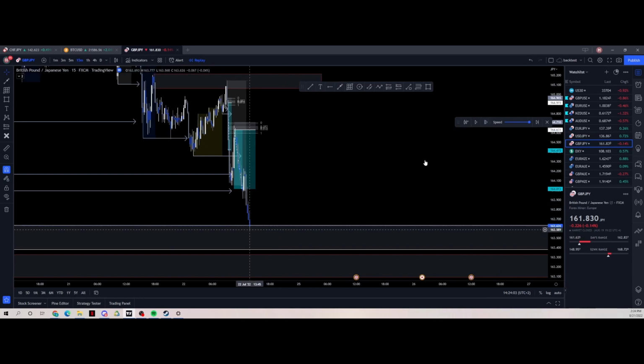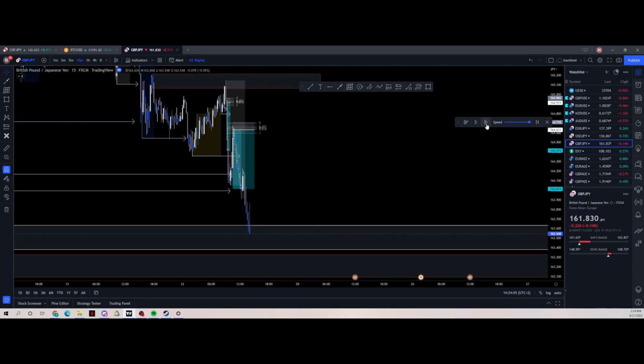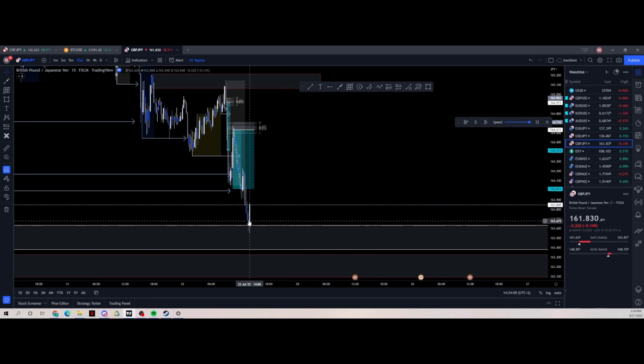It's coming into one of my zones. We are seeing, look, a bearish engulfing over here, and it's in one of my zones, so we could possibly look for longs over here.